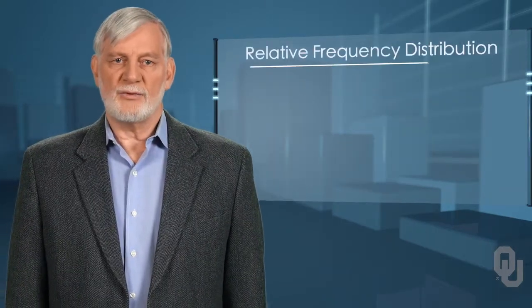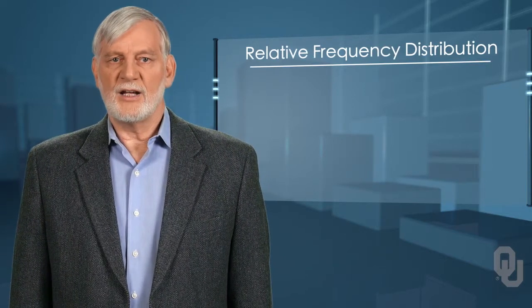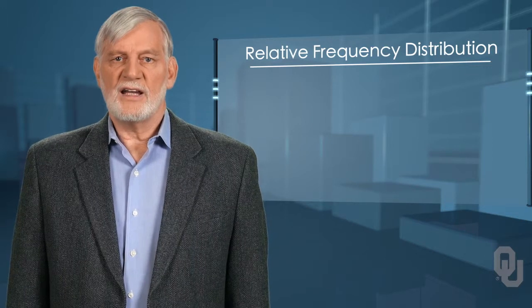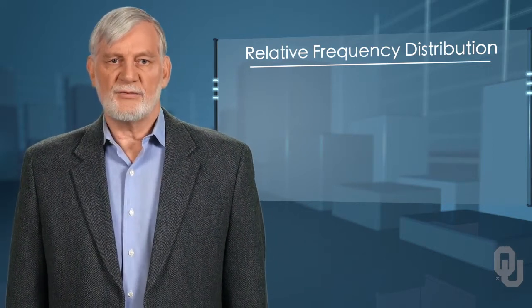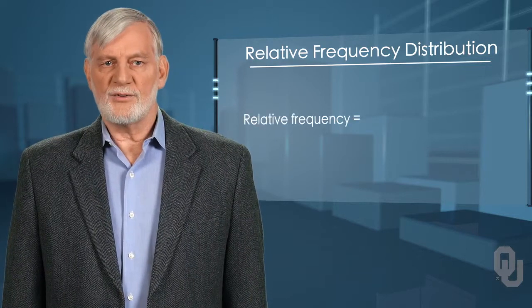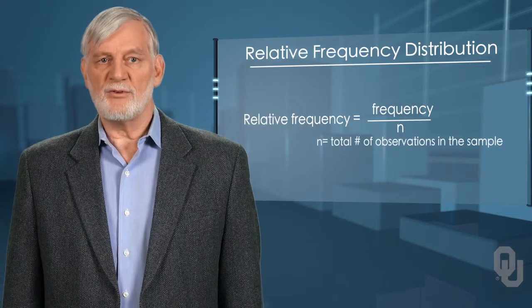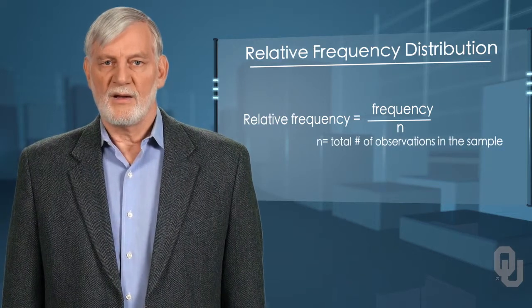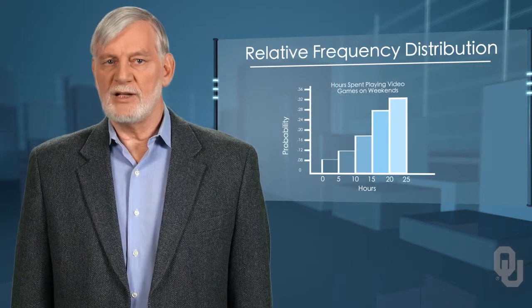To create a relative frequency histogram, we calculate relative frequencies by dividing the number of occurrences into the data, the frequency for each category. The equation for this is relative frequency equals frequency divided by n, the total number of observations in the sample. This is done here for the frequency histogram for hours of time playing video games from before.